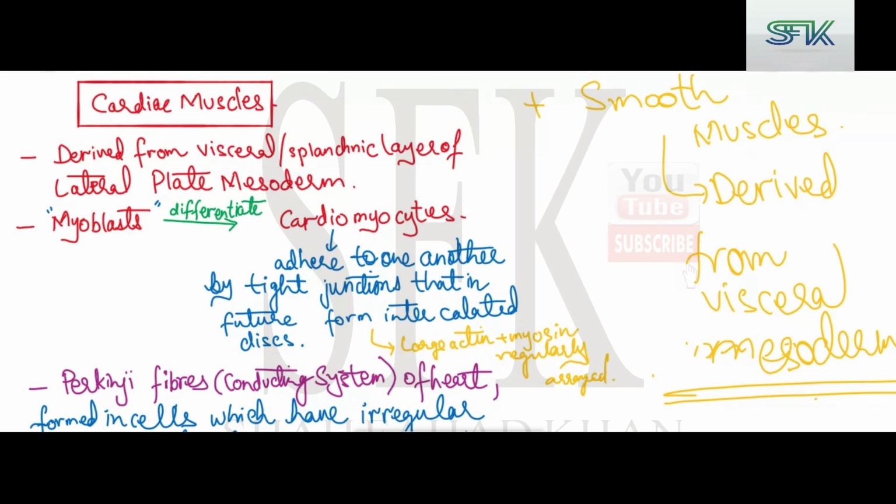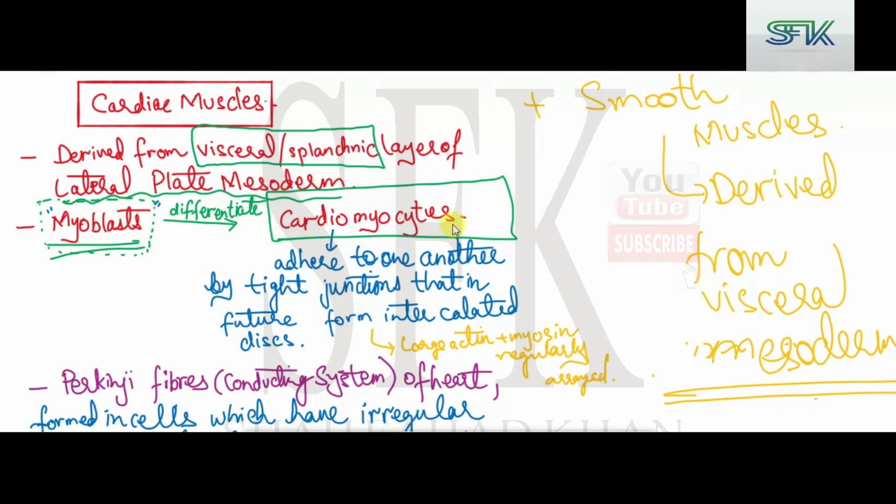So what mesoderm gives rise to them? We've talked about the type of mesoderm as well. This is a summary. Basically, the visceral or splanchnic layer of the lateral plate mesoderm gives rise to the cardiac muscles and the smooth muscles. Both of them are involuntary. The differentiation pattern is similar to that of the skeletal muscles. In the case of cardiac muscles, we have the precursor myoblast cells, which are derived from the somites. These myoblasts differentiate into cardiomyocytes, which are the cardiac cells of the heart.